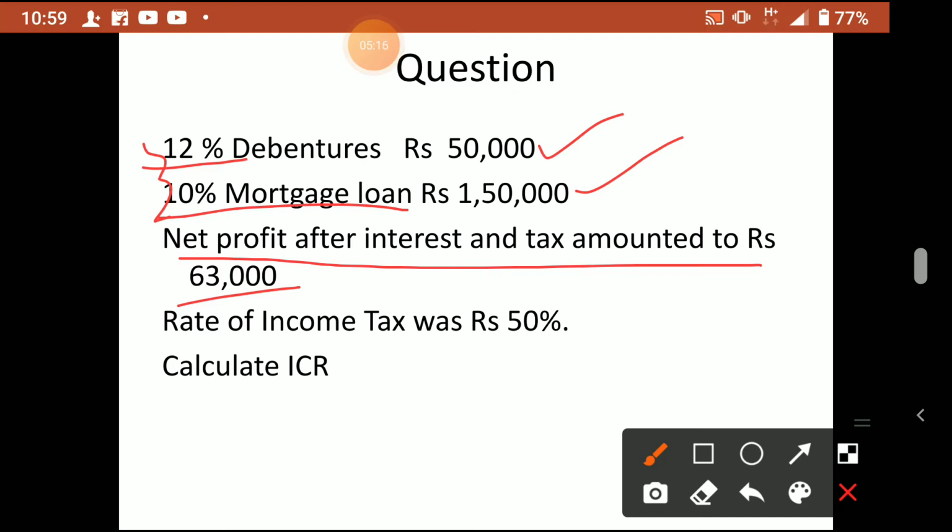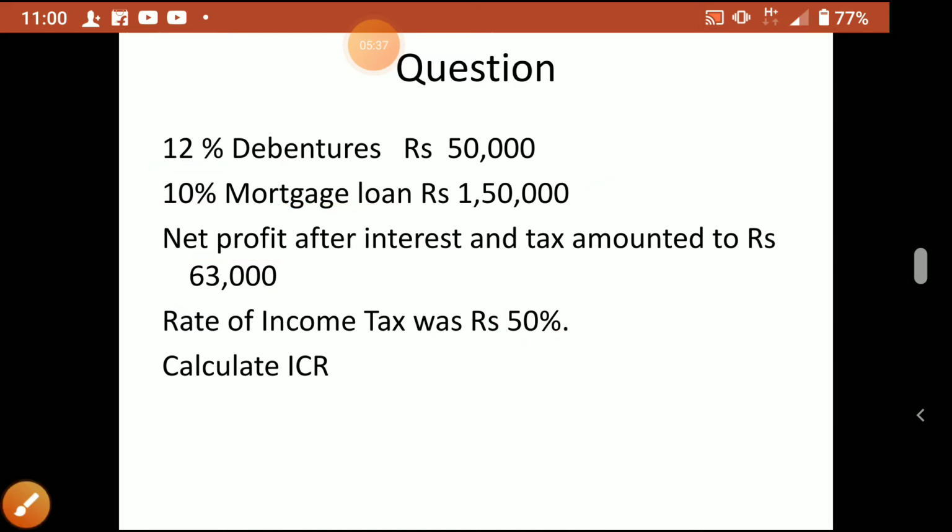So we have to go back. Then the rate of income tax is given, 50%. So remember, the amount of income tax is not given, the rate is given. If the amount is given, we can add back directly, interest plus tax, and calculate. But when percentage is given, how to calculate, that also we have to check. Okay, so I'll explain the answer in the video.